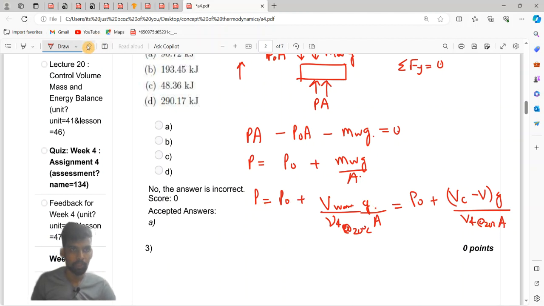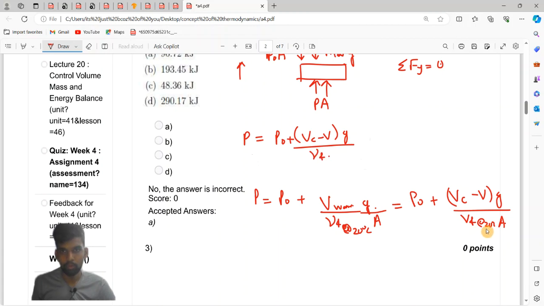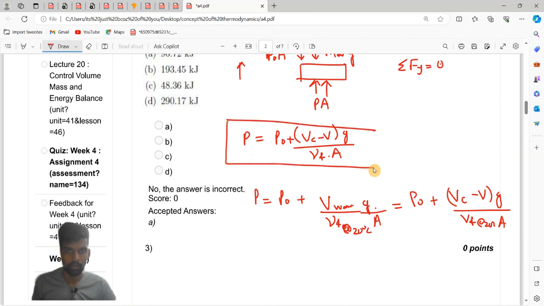So let me put it. We have P is equal to P naught plus (Vc minus V) times g Vf, where Vf is the volume of water at 20 degrees Celsius, times A. So this is our pressure-volume equation.